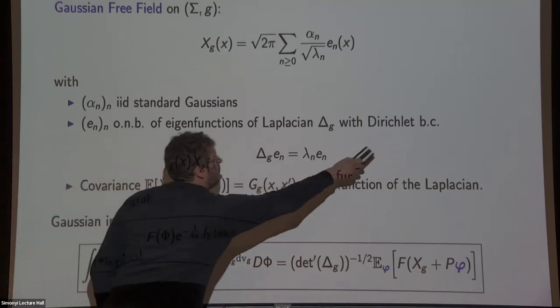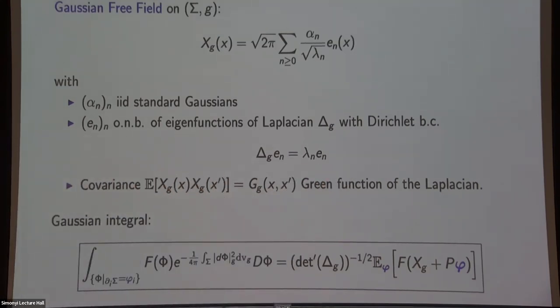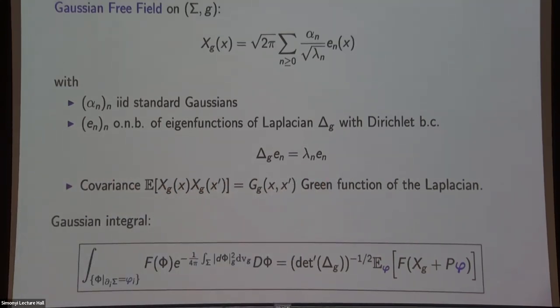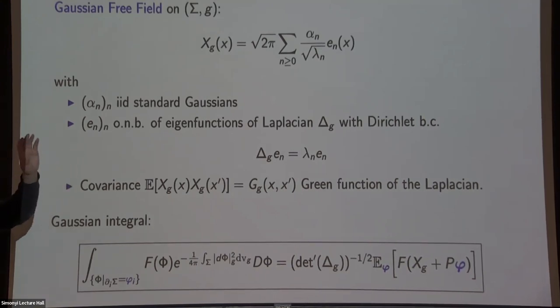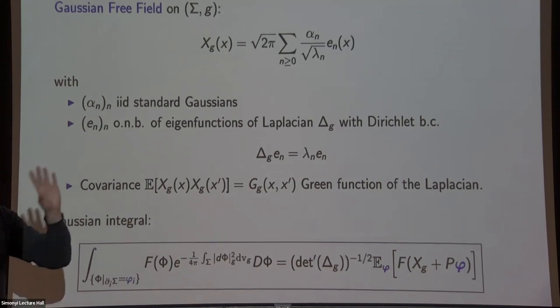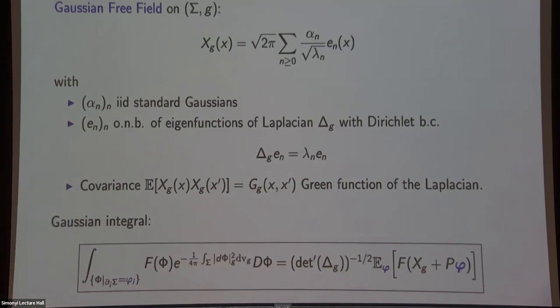There are boundary conditions. This is the definition if sigma has a boundary. If sigma doesn't have a boundary, then we just take a Gaussian free field with average zero with respect to the volume. So I'm looking at the boundary case here.